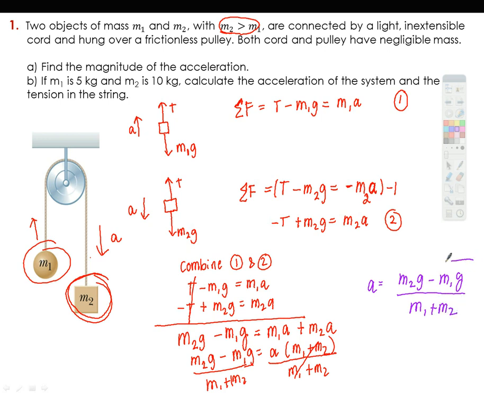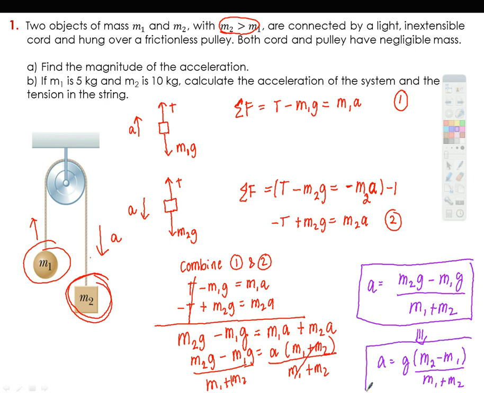Okay, you can stop here, but sometimes in the multiple choice they are not really writing it like this form. This is also equivalent to a equals g times m2 minus m1, put it in parentheses, divided by m1 plus m2. So both of these, the top one and the bottom one, they are the same. Okay, and that is our letter A. That is our acceleration. All right, next, letter B.